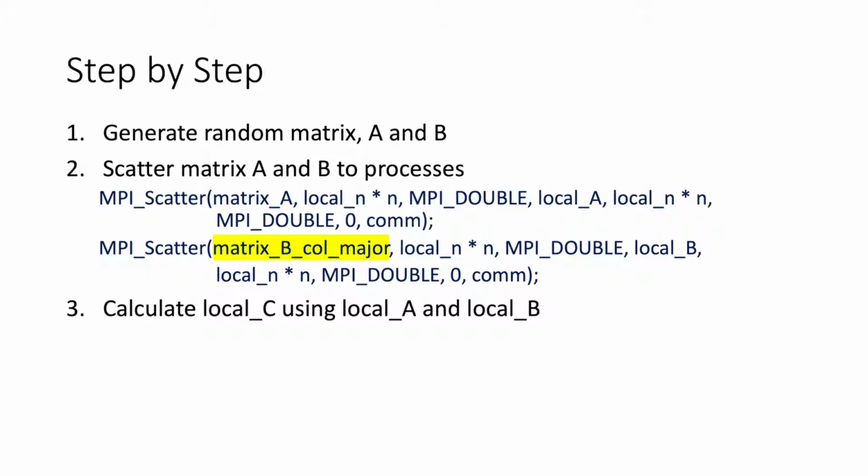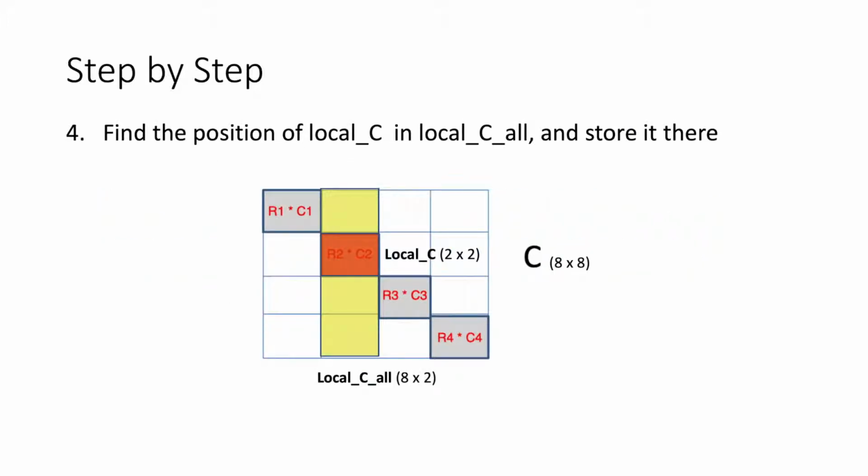Here's a step-by-step. The first step is pretty straightforward, generating random matrix A and B. Step 2 is scatter matrix A and B to all processes. Scattering matrix A is pretty straightforward, but scattering matrix B is a little bit more complicated since we need to split it by column. So here we transpose matrix B to get its column major order representation, which is stored in the matrix B column major variable, and scatter that. Step 3, we calculate local C using local A and local B using the matrix multiplication formula.